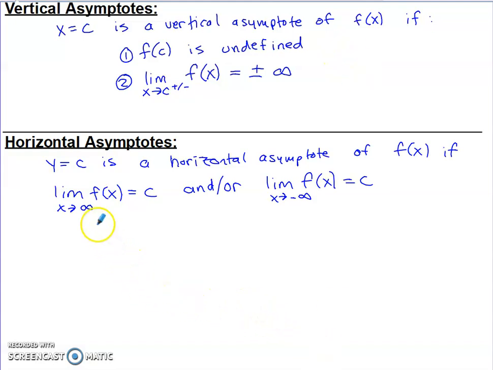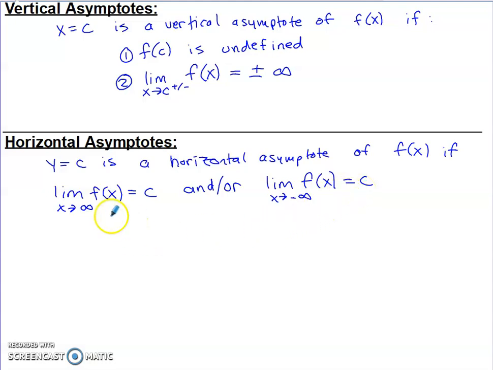Horizontal asymptotes, y equals c, that's a horizontal line, and it's going to be a horizontal asymptote of a function f of x if either or both of these limits are true. The limit as you approach infinity for your function is equal to that constant value c, and or the limit as you approach negative infinity for that function is equal to a constant value c.